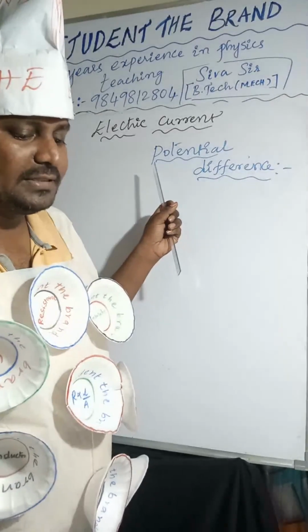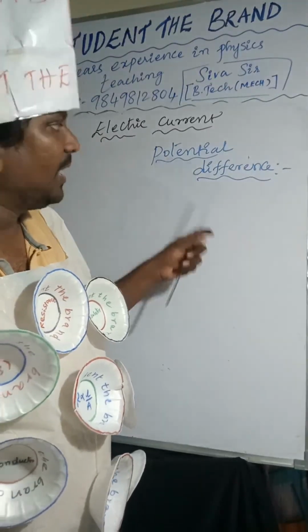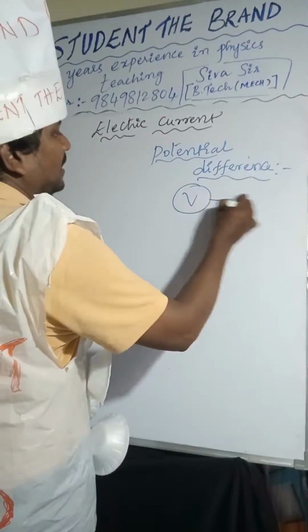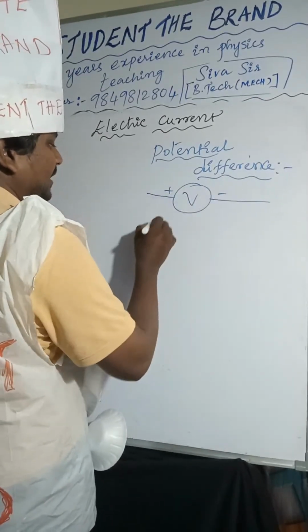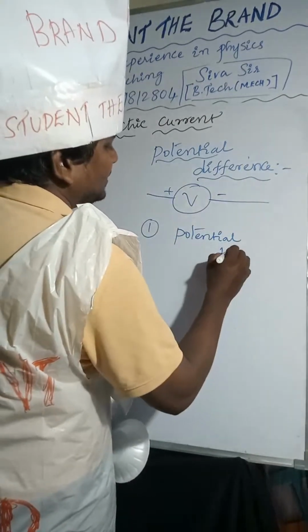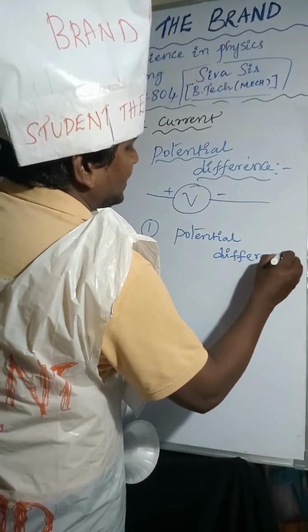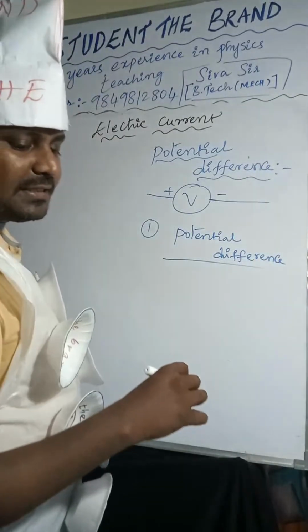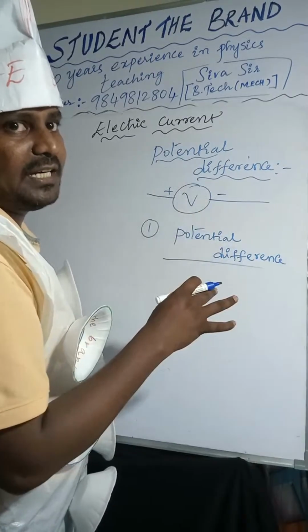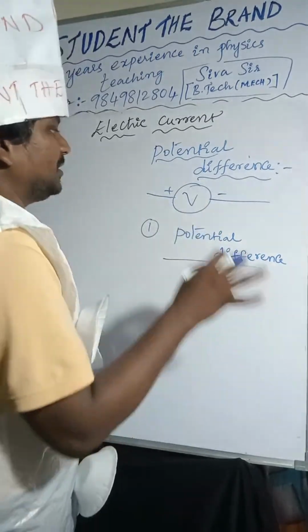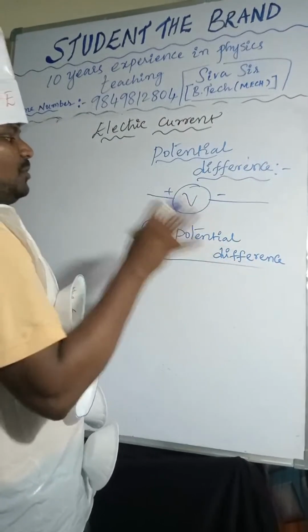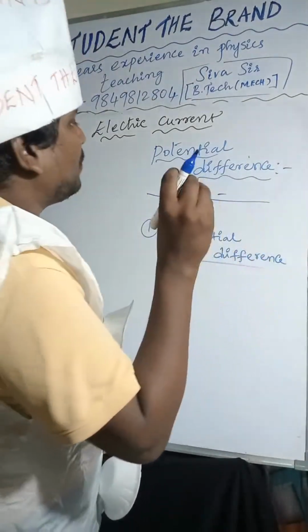Very, very important. You can check here. That is nothing but potential difference. So we are taking a voltmeter. Voltmeter is a device that measures the potential difference.